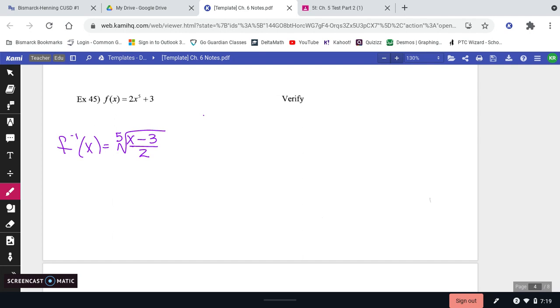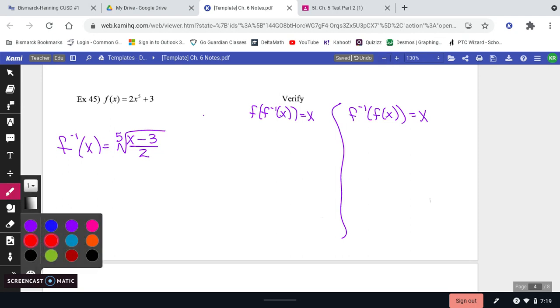Okay, when you verify, you have to show two directions. So you're going to want to show f of f inverse of x equals x, and then f inverse of f of x also equals x. So if we show these two statements to be true, then that verifies that yes, we really did find the inverse. Okay, so first thing is, on this first one, you are putting the inverse inside of f. Okay, the inverse goes inside of f.